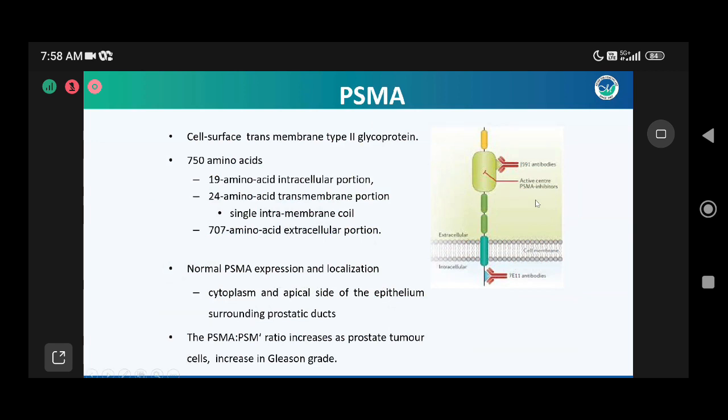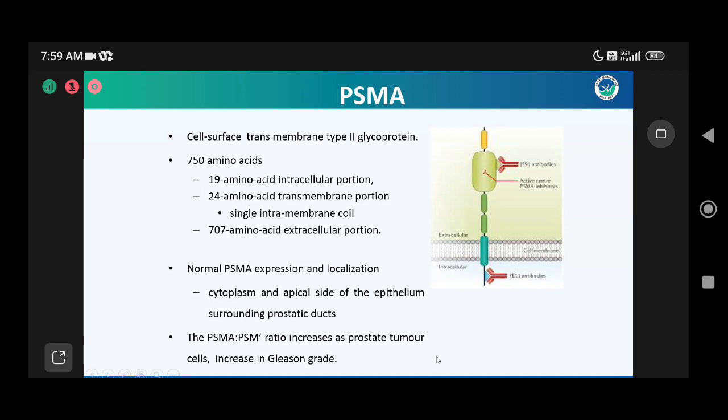As I told you, PSMA is a cell surface glycoprotein of 750 amino acids, which has a short intracellular portion, a transmembrane portion, and a large extracellular portion which can be targeted. Normal PSMA expression can happen in prostate epithelium, whereas this PSMA expression significantly increases in prostate cancer cells.